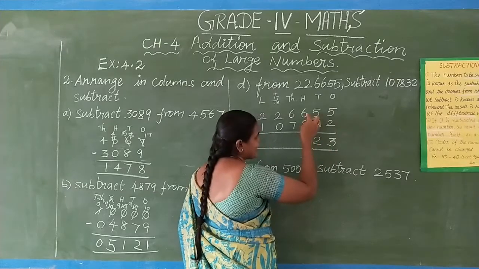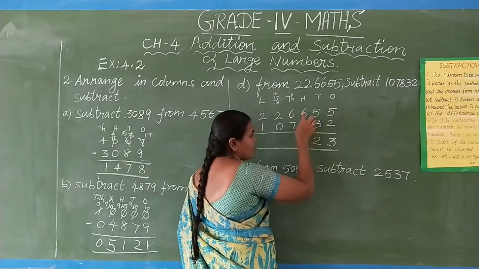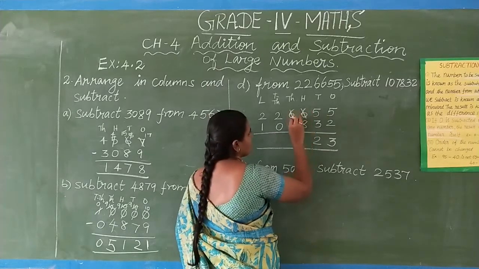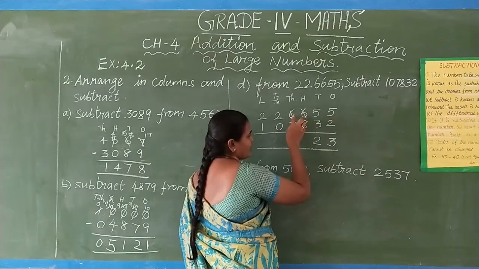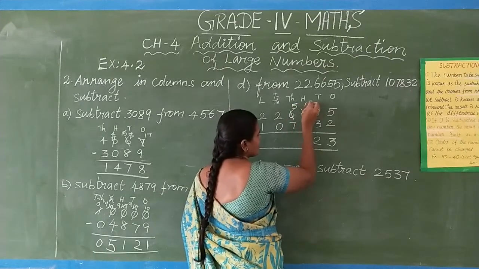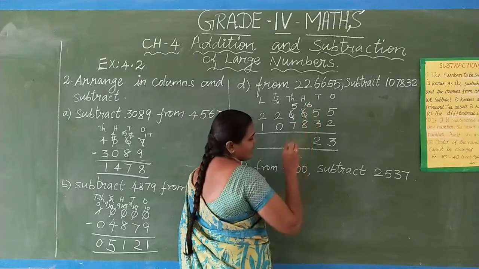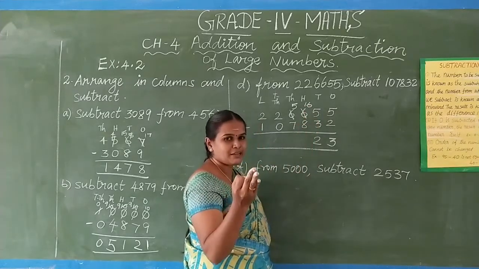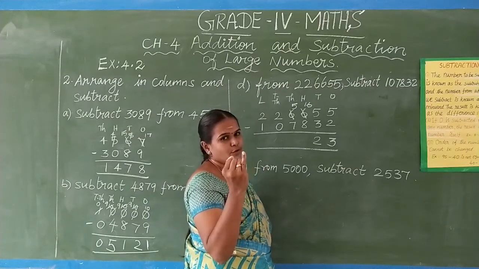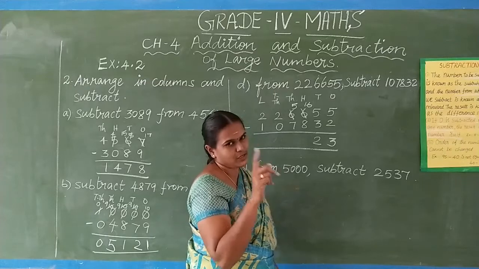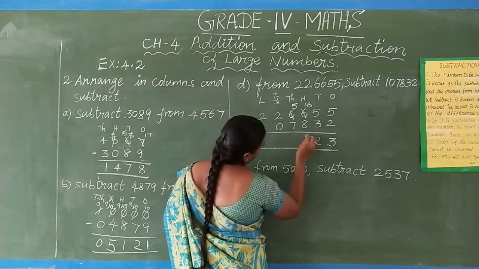Then 6 minus 8. So small number minus big number. Borrow. So you have to minus 1 here. 6 minus 1, 5. 6 changes into 16. 16 minus 8. So 8 after 9, 10, 11, 12, 13, 14, 15, 16. So how many fingers totally? 8 fingers. So your answer is 8.